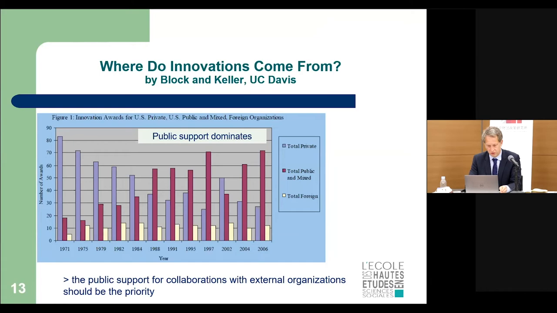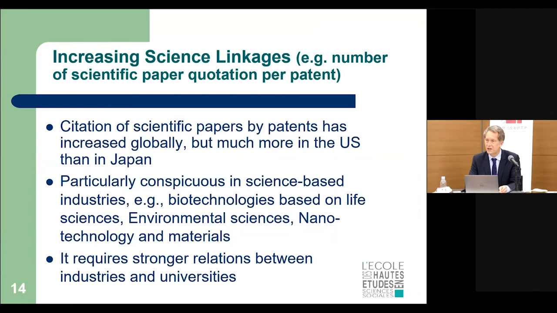The second criticism, which is, again, not the most radical criticism, is about increasing science linkages. Of course, in the Silicon Valley model, as I mentioned, we emphasize the importance of collaboration between universities and private sectors. But again, my point is it should be really central. And one indicator is that the number of citations of scientific papers by patents has increased globally, but maybe not equally in all countries and not equally, of course, in all sectors. But it's very important in the US, and we should draw conclusions on the importance of this increasing science linkages.